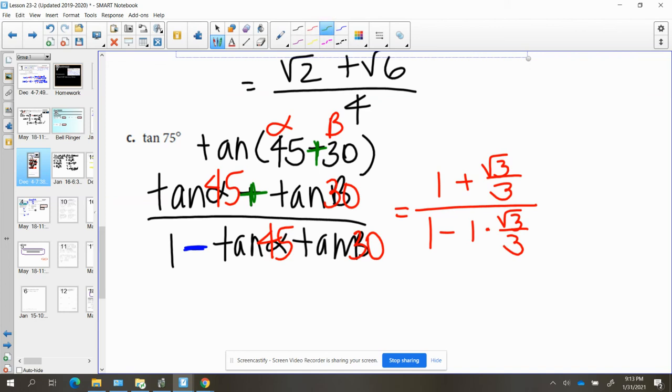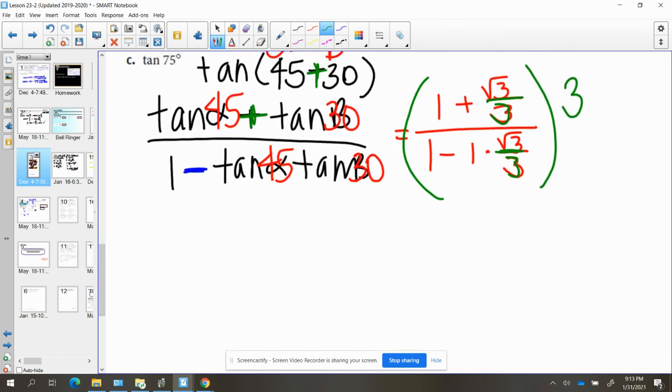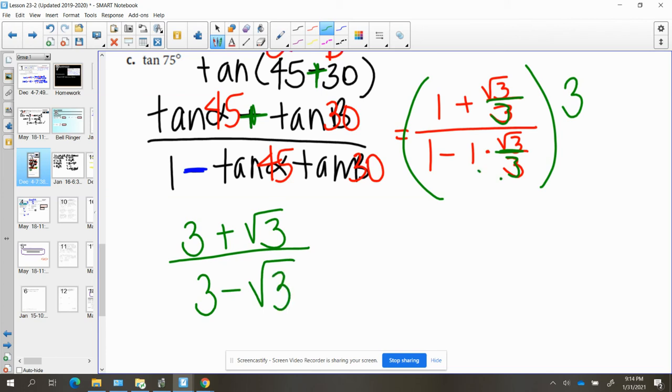So one way we can get rid of that denominator of 3 in both here and here is by multiplying everything by a 3. Because what happens is if we distribute that 3 to everything, we end up with 3 plus the square root of 3, because our denominators would cancel. And then 3 minus the square root of 3, because we have 1 times square root of 3 over 3, distribute the 3, they canceled again. So now this is slightly more manageable.